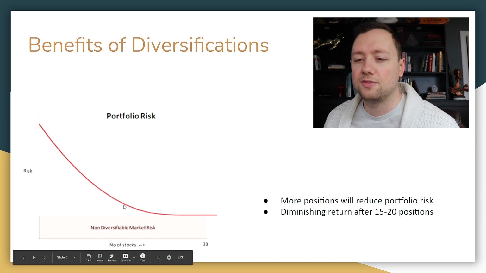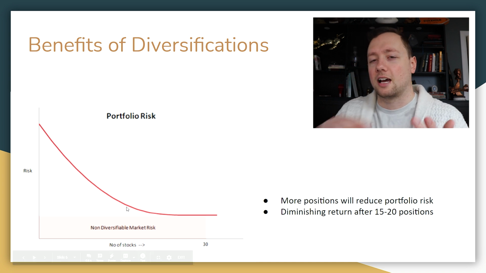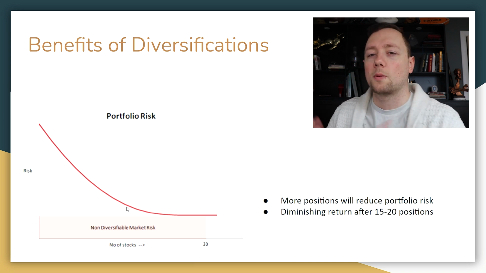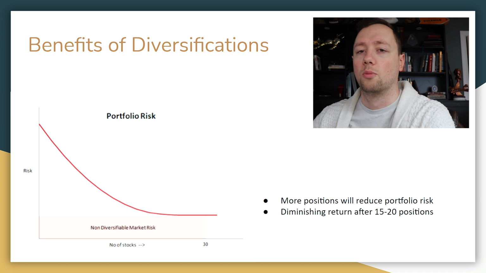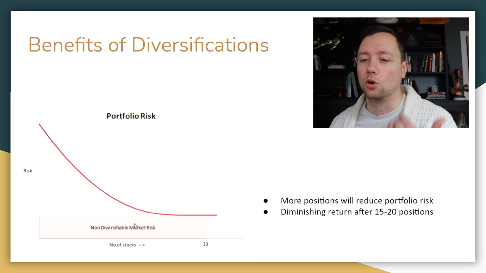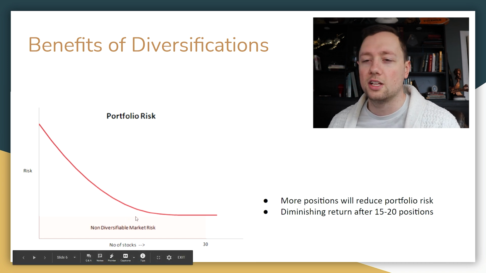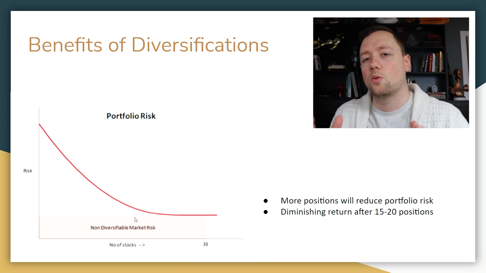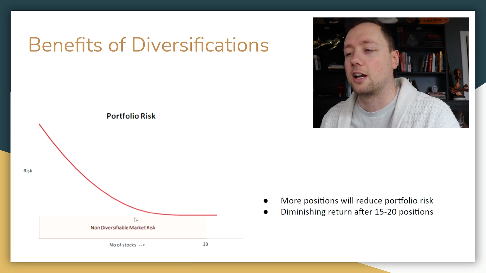So kind of around the 15 to 20 position level, it's a deteriorating return where adding more positions and diversifying your portfolio more isn't actually going to reduce your risk, and you're just adding more commissions and more management to your portfolio. That golden zone, that 15 to 20, 25 positions is where you want to be to say that you have a diversified portfolio.